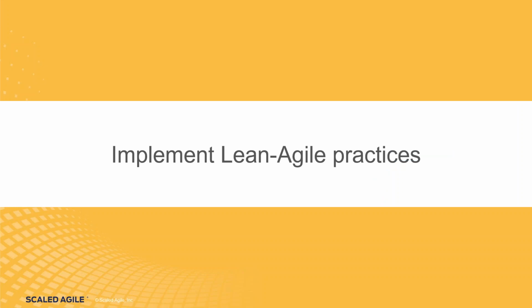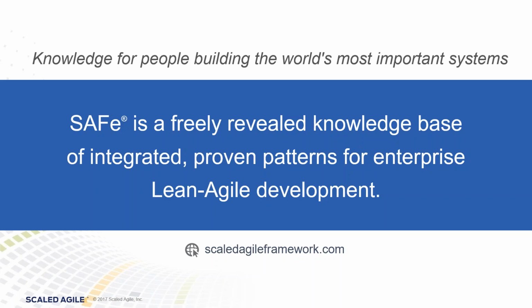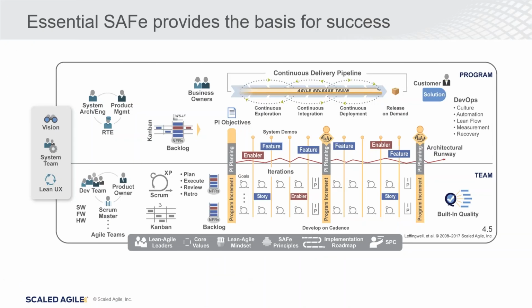So the next one is implementing lean agile practices. So here's some advice or guidance around that, and that's where SAFe really comes in. SAFe is a freely revealed knowledge base of integrated, proven patterns for enterprise lean agile development. This is a quote coming directly from Scaled Agile. A freely revealed knowledge base. We'll take a look at that and show you here in just a moment as we hop into their interactive online system why they say that.